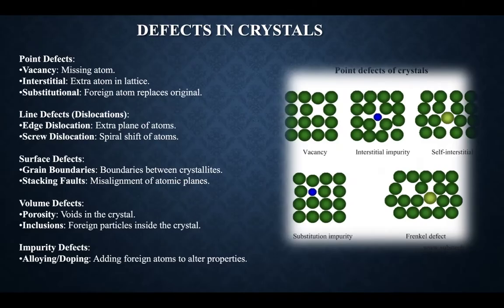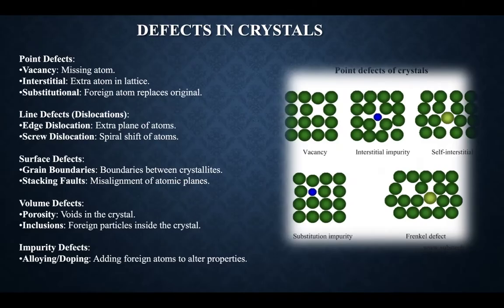If we move on to line defects, that is dislocations, sometimes the edge of the crystal structure will be dislocated, like adding an extra plane of atoms. Another is screw dislocation, where a spiral shift of atoms takes place. The third defect is surface defects, which are categorized into two: grain boundaries and stacking faults. Grain boundaries are boundaries between crystallites, whereas stacking faults are a misalignment of atomic planes.